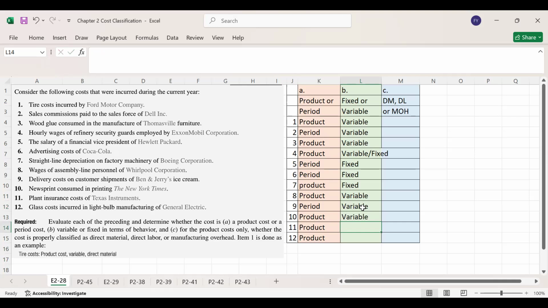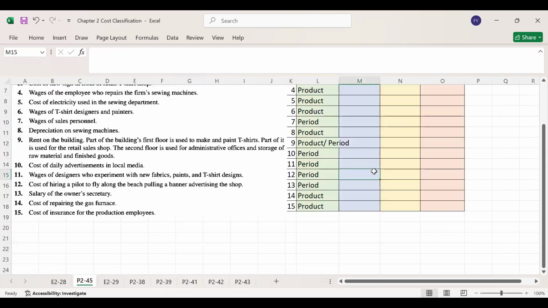Plant insurance: the cost of insurance is generally a fixed cost, whether it is a plant cost or a building cost. Glass cost incurred in light bulbs: if more light bulbs are going to be produced, more glass cost will be incurred. This means that this glass cost is a variable cost.